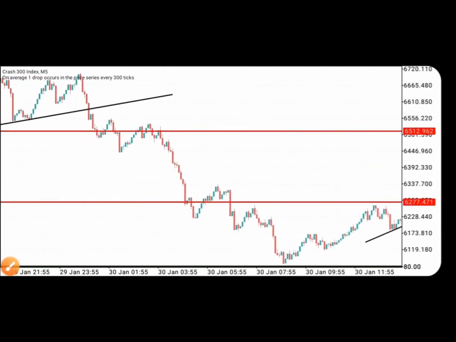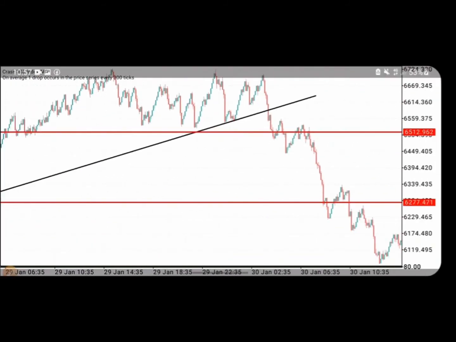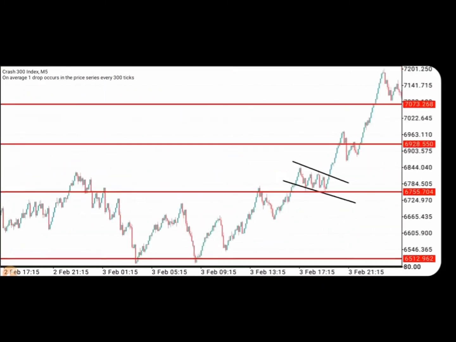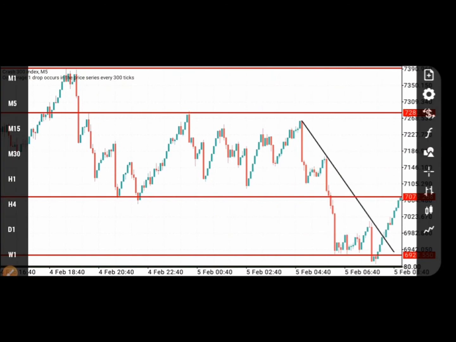So this is how you trade Boom and Crash, catching spikes and also trading ticks. The strategy works both for catching spikes and trading ticks.